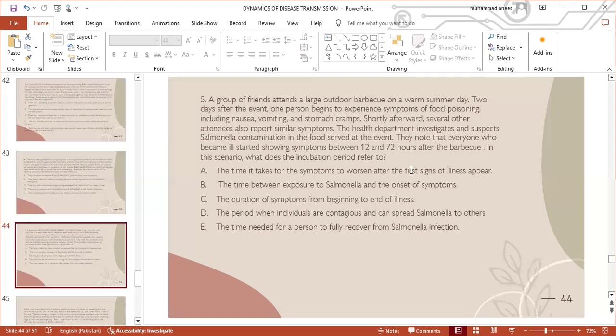In this scenario, what does the incubation period refer to? A, the time it takes for symptoms to worsen after the first signs of illness appear, B, the time between exposure to salmonella and the onset of symptoms, C, the duration of symptoms from beginning to end of illness, D, the period when individuals are contagious and can spread salmonella to others, and E, the time needed for a person to fully recover from salmonella infection. So the answer is B.